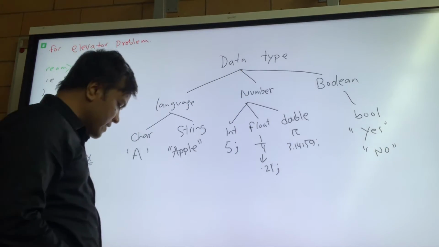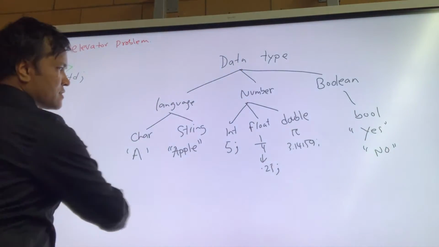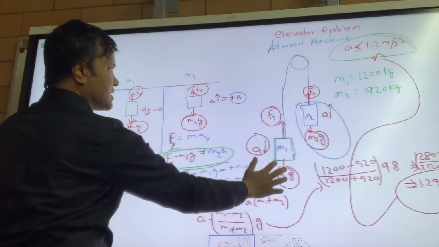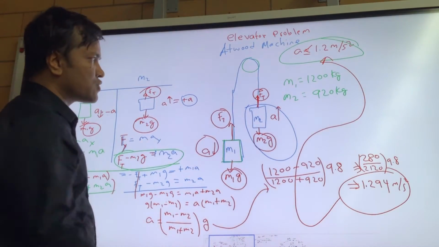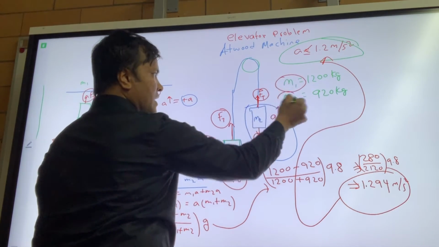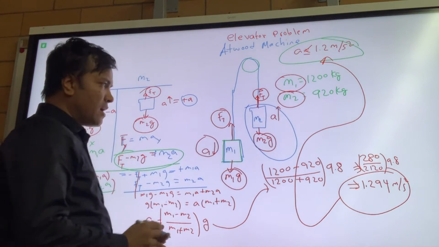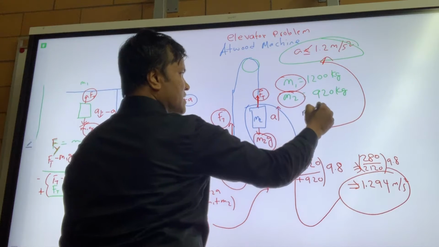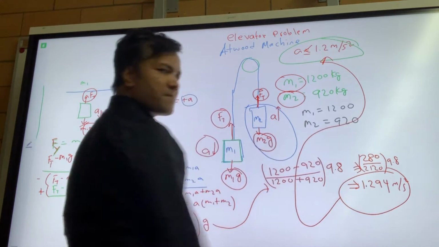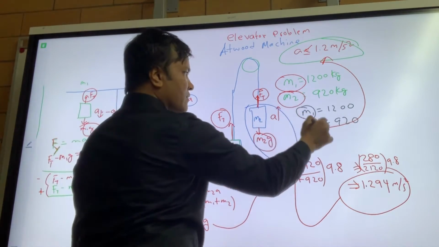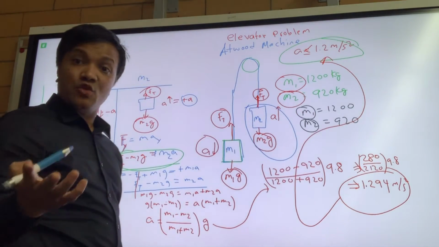Okay, so for this, the elevator problem, you see that the elevator problem has how many variables? The elevator problem has two variables, M1 and M2. M1 is 1200 and M2 is 920. We have two variables and the variables are numeric.